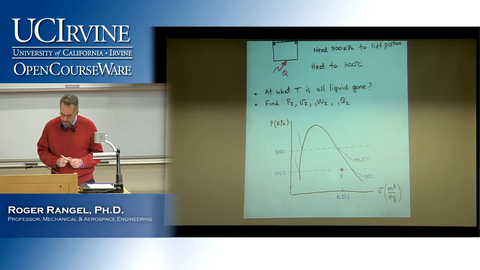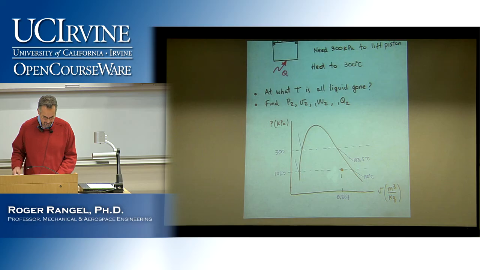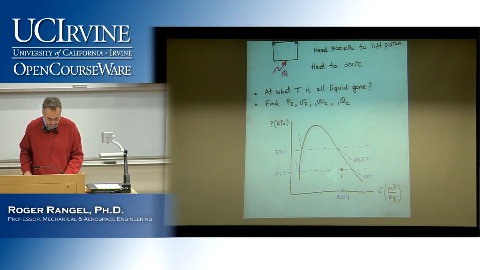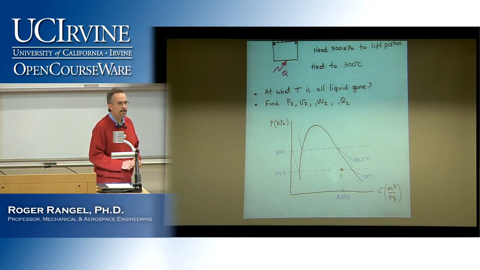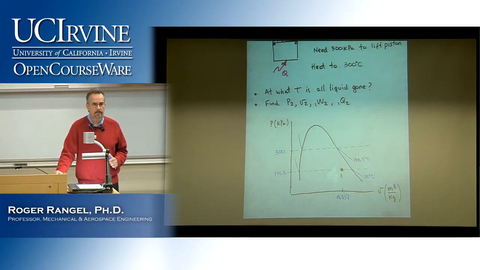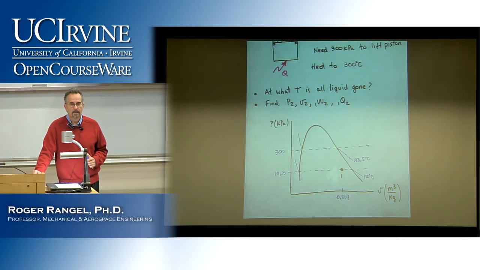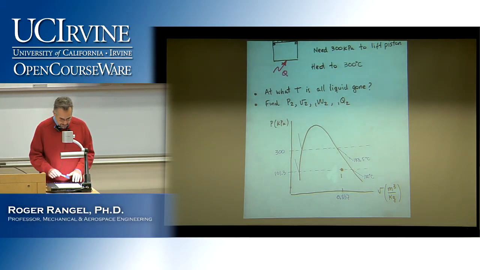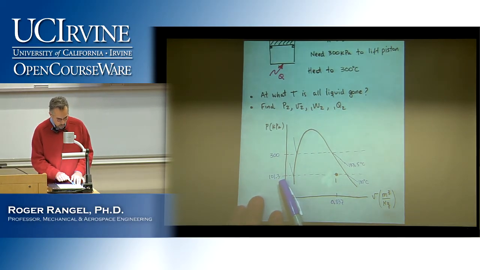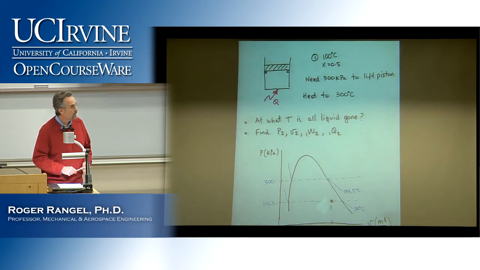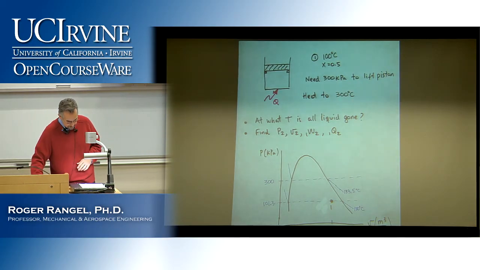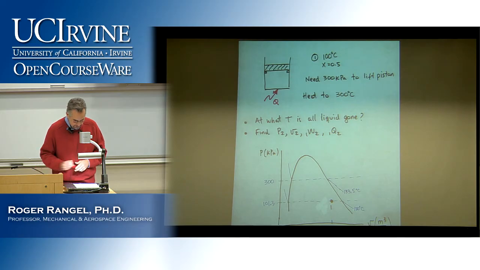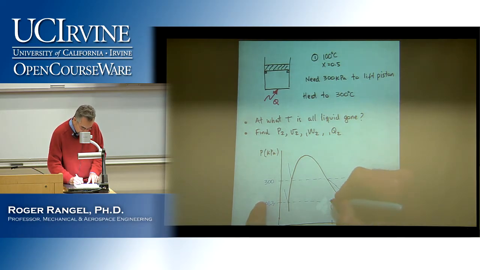Okay, so now where does the process take me? I start heating this thing up. Which direction does the process go? It goes up, right? Because I have a pressure of 101, I cannot lift that piston. So I have to keep going up at a constant volume. I cannot lift that piston unless I reach 300. So I know I'm going to start that way.